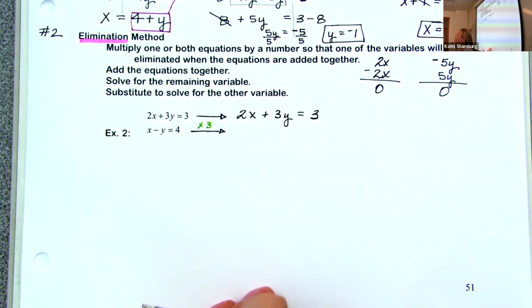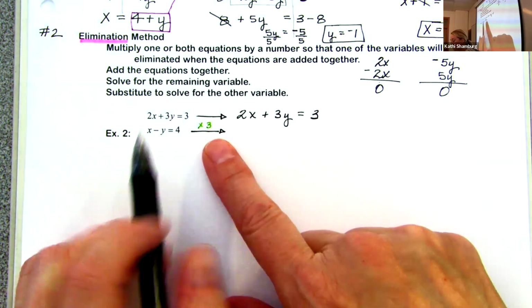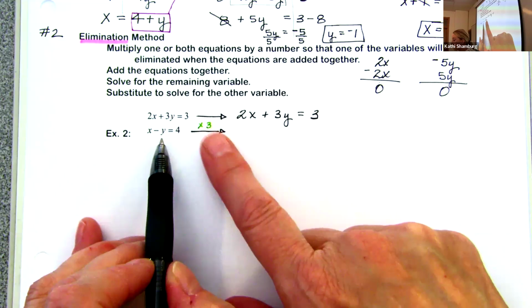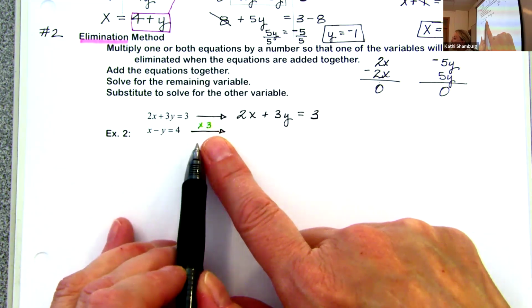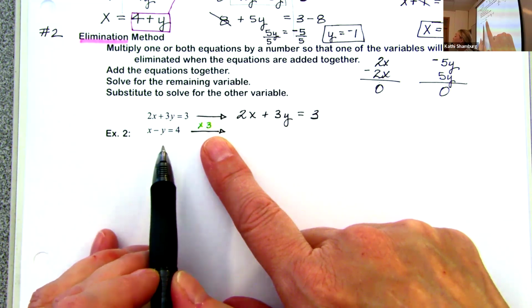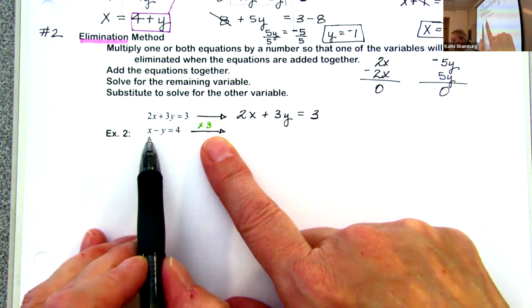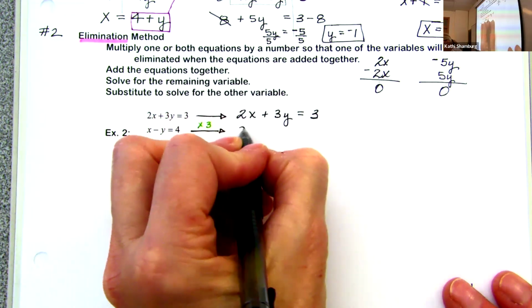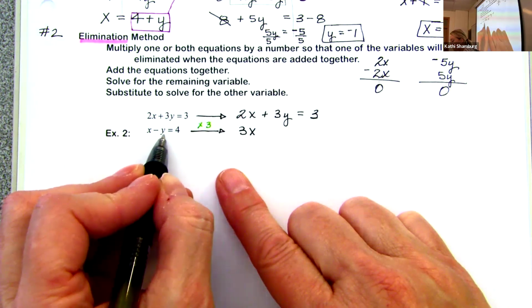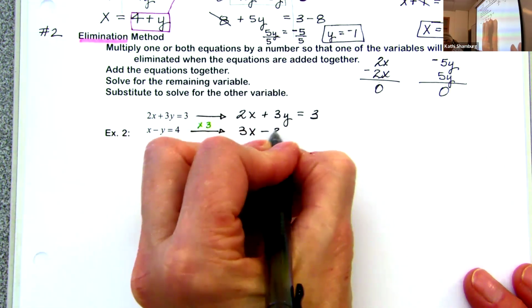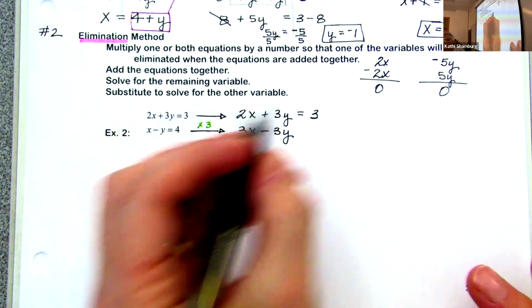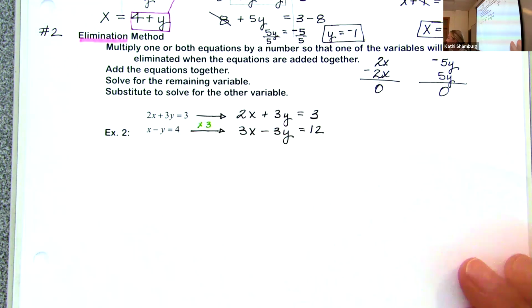Now, here's the big thing. You don't just multiply this term by 3. If you're going to multiply by 3, you have to multiply the whole equation by 3. Which means every term changes. x times 3, 3x. Negative y times 3, minus 3y. 4 times 3, 12.